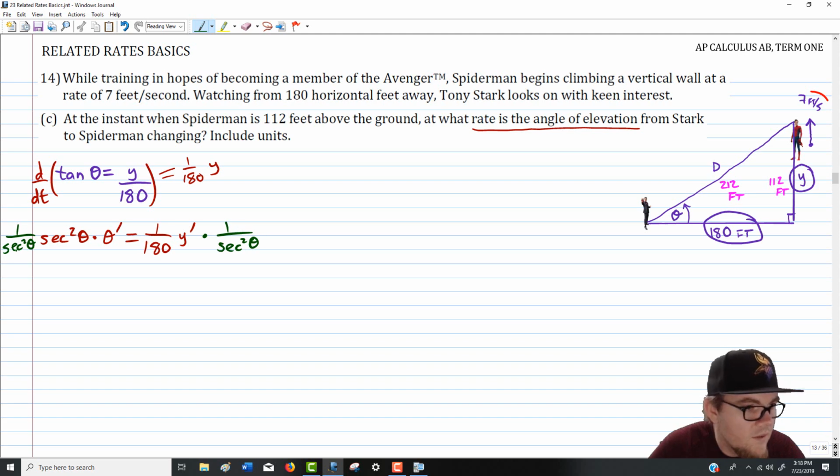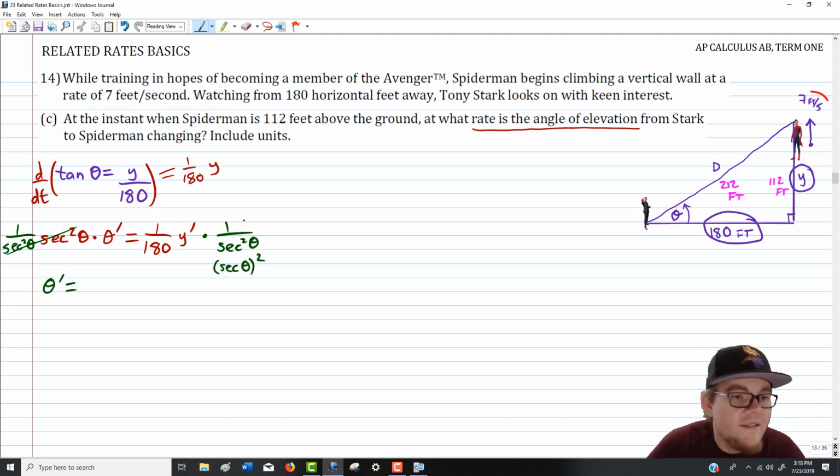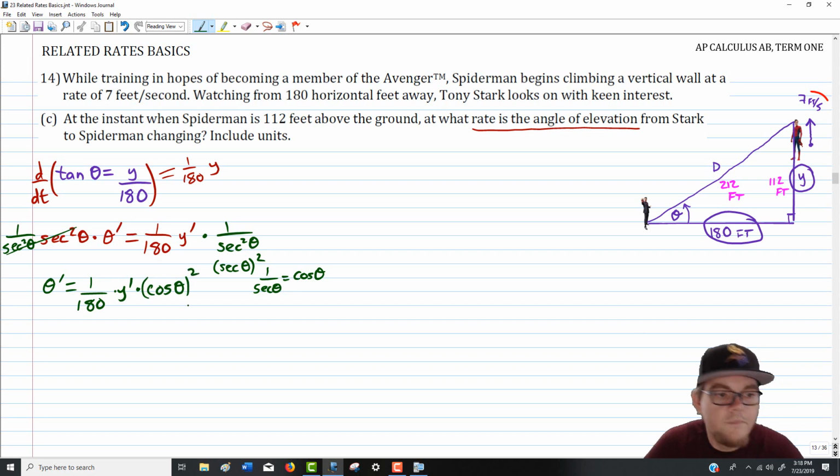When I do, though, it simplifies the left side, so we just have theta prime. It does create some issues on the right side, specifically a couple pieces here. First, secant squared of theta is the same thing as secant of theta squared. And second, 1 over secant of theta is equal to its reciprocal, cosine of theta. So in reality, I can write this equation as 1 over 180 times y prime times cosine of theta squared.